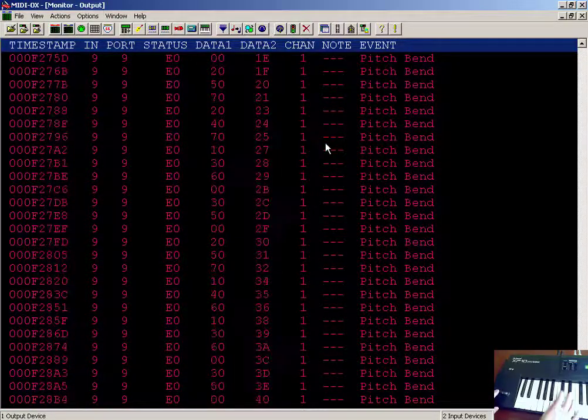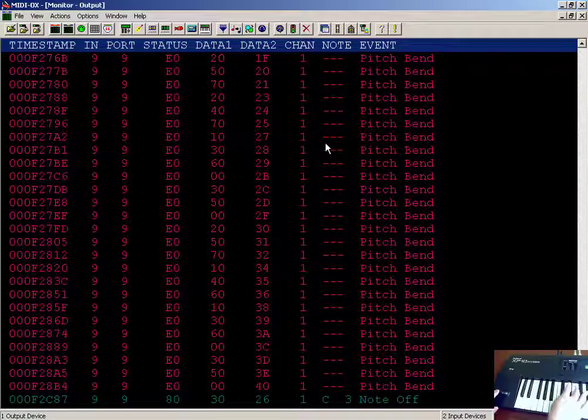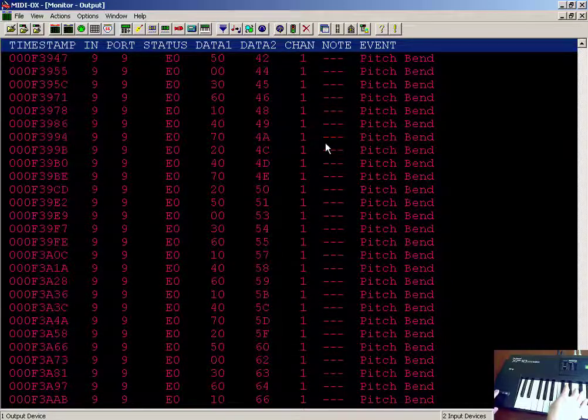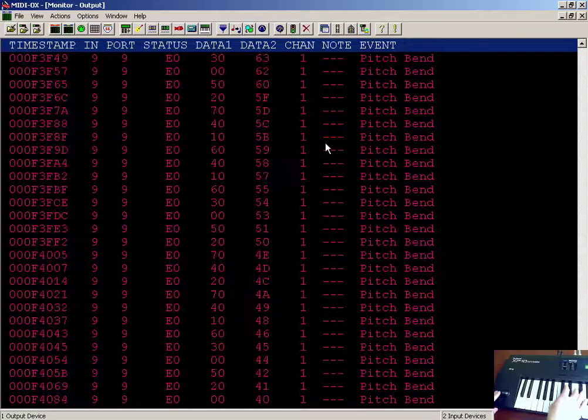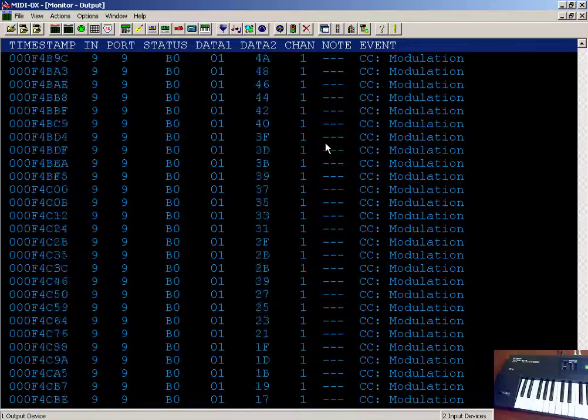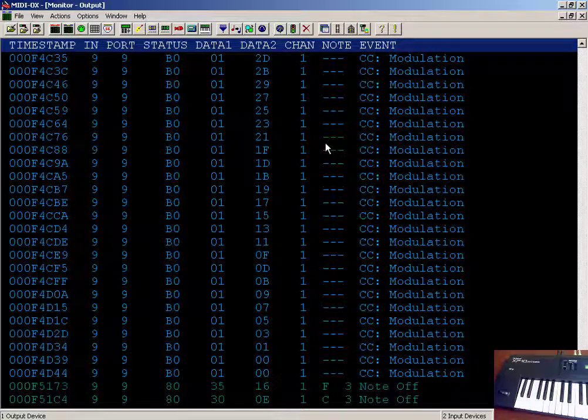I'm adjusting my pitch bend wheel that has a status that begins with E, and the two data bytes together represent the position of the pitch wheel.